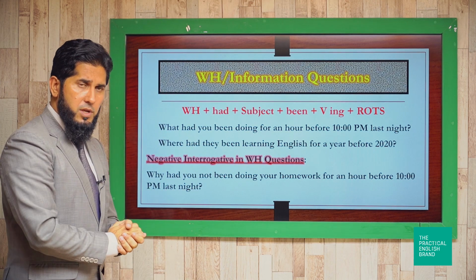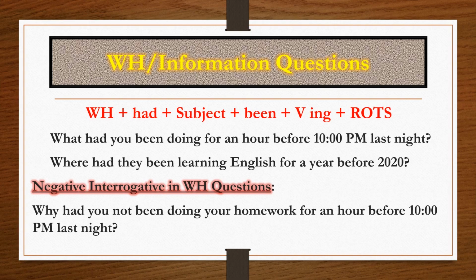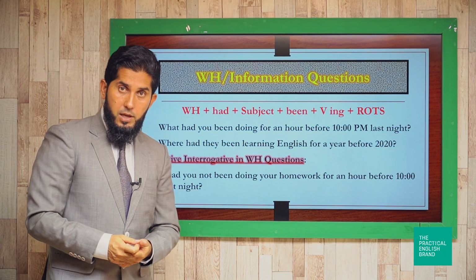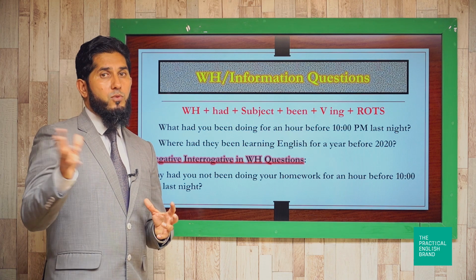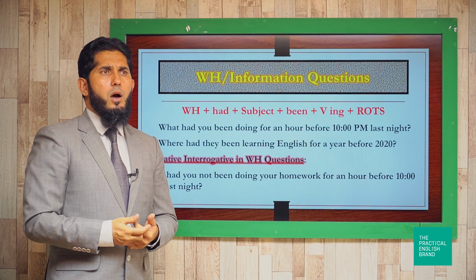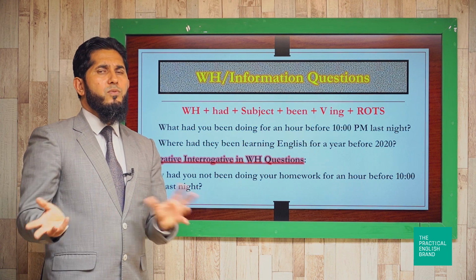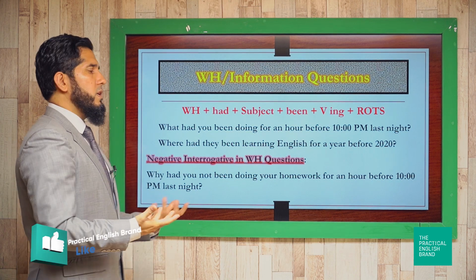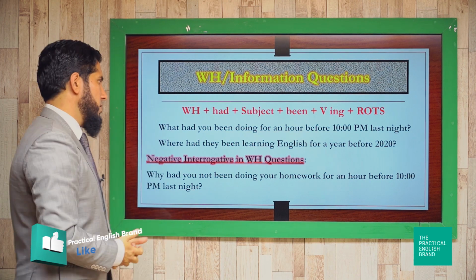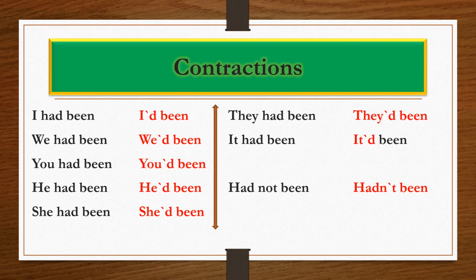Okay, so you can also use negative interrogative form inside WH or information questions. Look at these two examples. So why had you not been doing your homework for an hour before 10 p.m. last night? Or you can use the short form, why hadn't you been doing your homework for an hour before 10 p.m.? Or for example, you can say, why hadn't you been talking to him for a few days before you left the city? For example, that's possible, okay? So you can use negative interrogative inside WH questions as well.